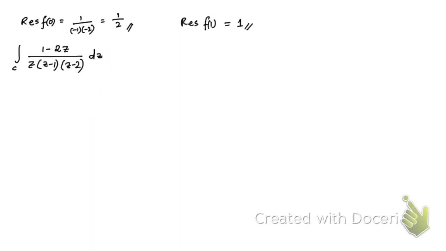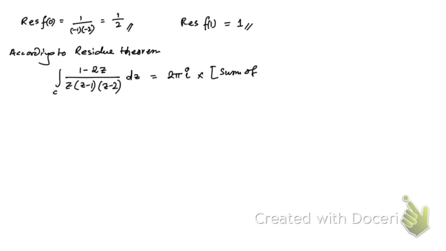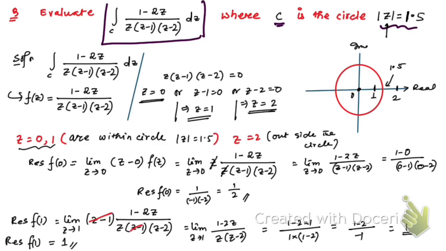So according to residue theorem, this must be equal to 2 pi i times the sum of all the residues at the poles within C. That means within the given circle. That's why we have ignored z is equal to 2, which was outside the circle, right? So we have taken only these two which are within the circle.